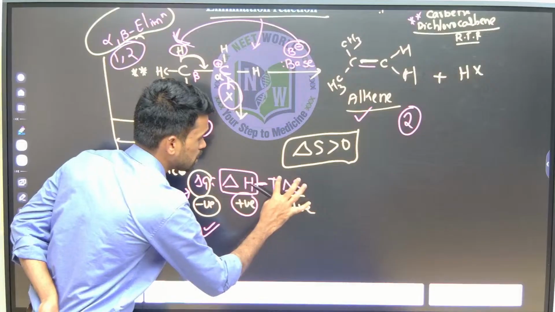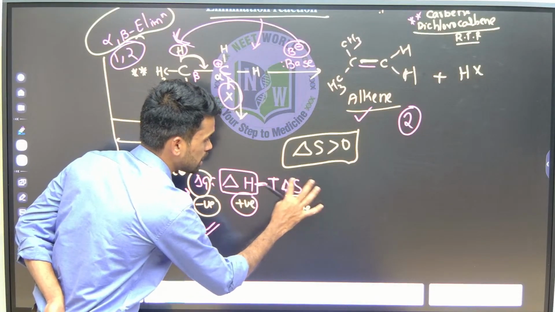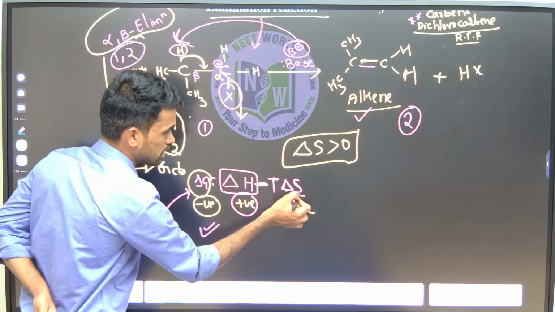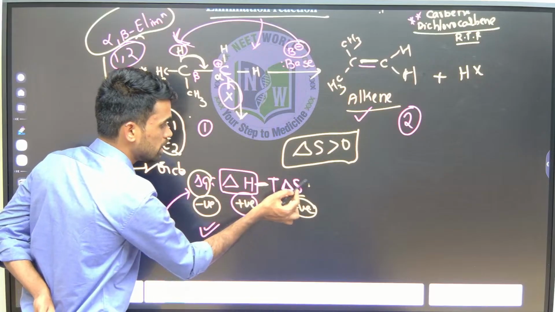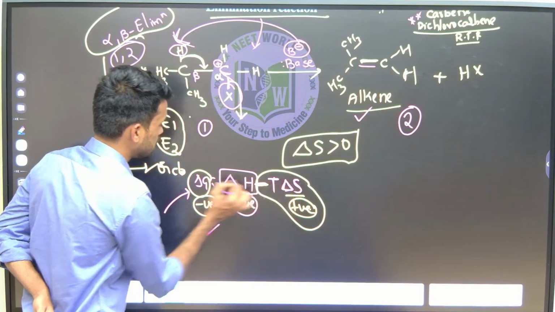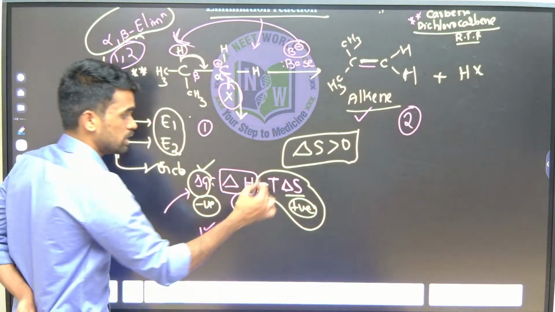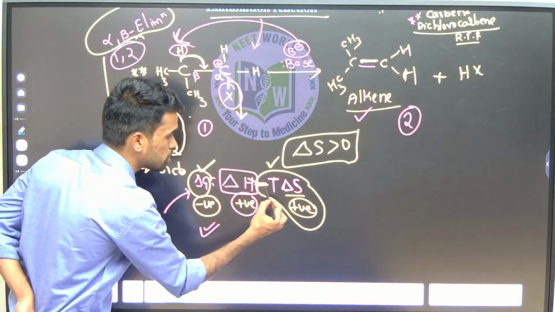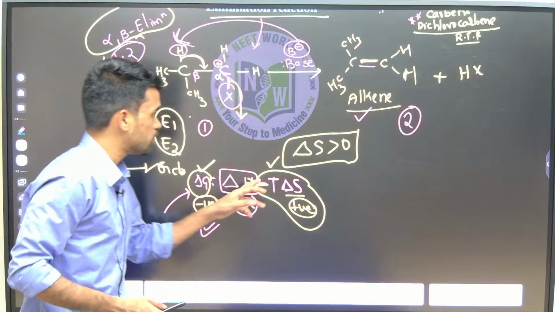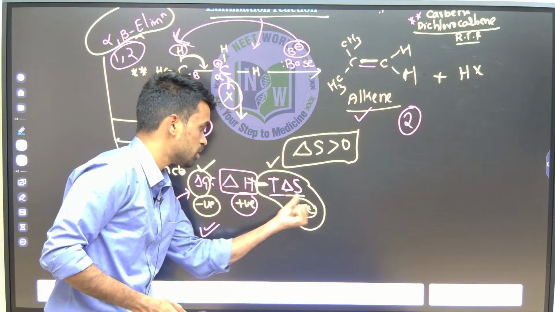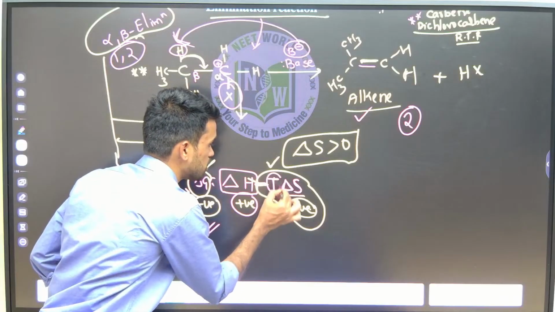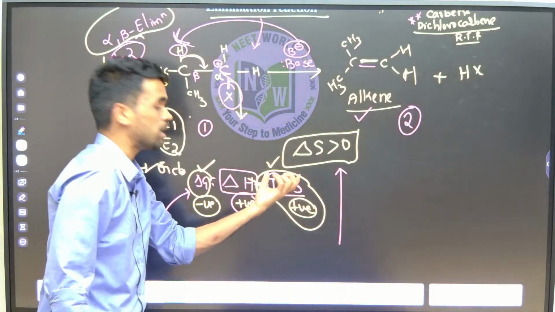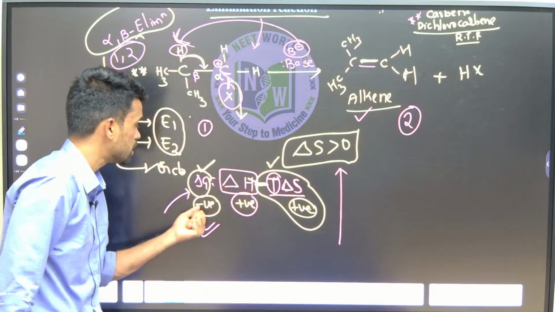But if you see, there is a minus T delta S here. Because a negative symbol is there, positive into negative will be negative. If this second term is more dominating, then our delta G becomes more negative right now. In order to make this second term more dominating, what can we do? Yes, we can increase the temperature. If you increase the temperature, the negative part becomes larger, which means delta G is more negative.